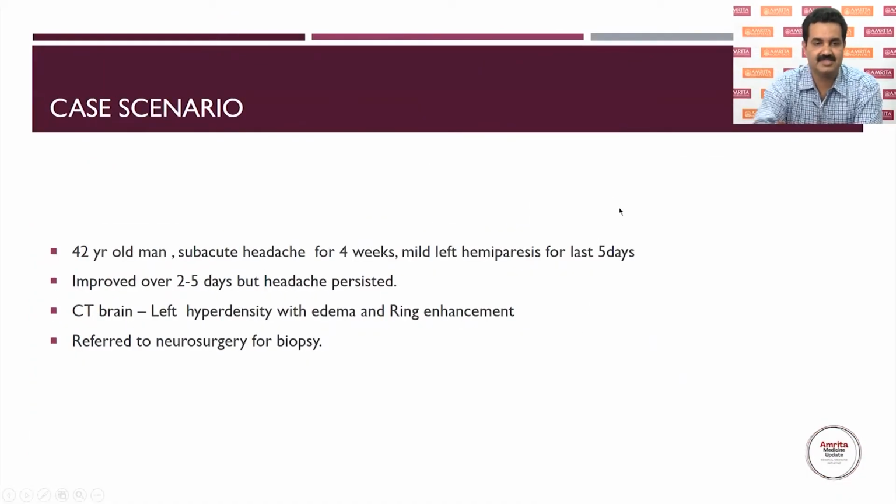So we'll start with a case scenario. This is a 42-year-old man. He had subacute headache for 4 weeks, and he had mild left hemiparesis for the last 5 days, but he improved, but the headache persisted. So he went to a hospital where a CT scan was taken. There was a hypodense lesion with some hyperdensity and with ring enhancement. So he was referred to neurosurgery for biopsy.